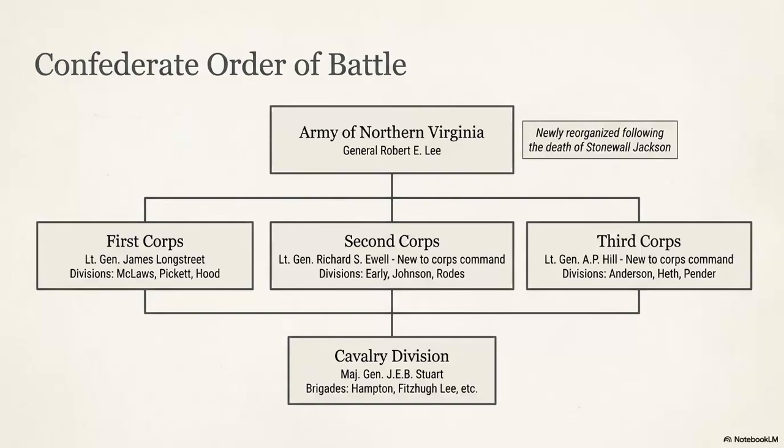The 2nd Corps is commanded by Lieutenant General Richard S. Ewell, and the 3rd Corps by Lieutenant General A. P. Hill, both generals notably new to Corps command. Ewell oversees Early, Johnson, and Rhodes, while Hill commands Anderson, Heth, and Pender. Finally, the Cavalry Division remains under Major General J.E.B. Stuart, featuring brigades such as Hampton and Fitzhugh Lee.